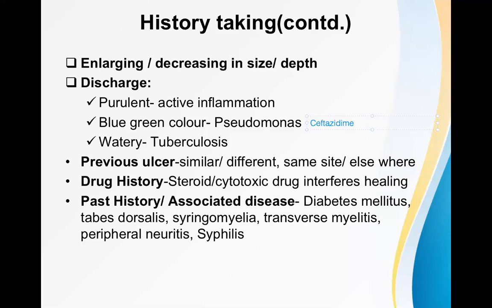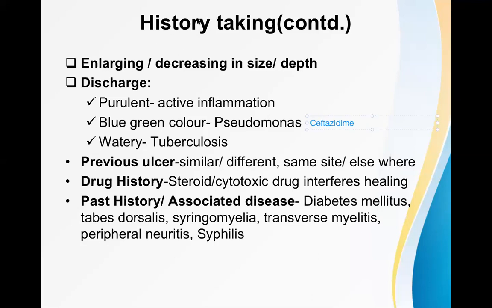Meropenem, or carbapenem, is a very advanced or modern type of antibiotic. It has a very broad coverage, so we always give this as a reserve drug. We never use this as a first line. Fluoroquinolones can act against Pseudomonas. Aminoglycosides act against Pseudomonas. So these are different answers. Very good. Now, if a watery type of discharge comes from the ulcer, there may be tuberculosis. Sometimes even bloody discharge may be there.